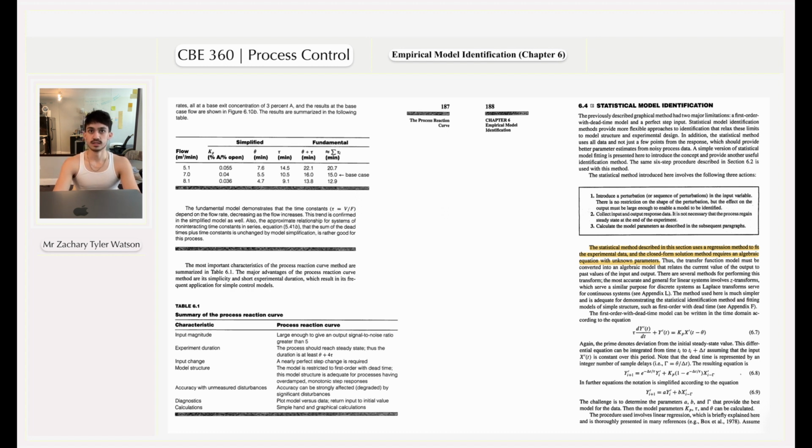The most important characteristics of the process reaction curve method are summarized in table 6.1. The major advantages of the process reaction curve method are its simplicity and short experimental duration, which result in its frequent application for simple control models. Table 6.1 is a summary of the process reaction curve. The input magnitude is large enough to give an output signal to noise ratio greater than 5. The experimental duration: the process should reach steady state, thus the duration is at least theta plus 4 times tau.